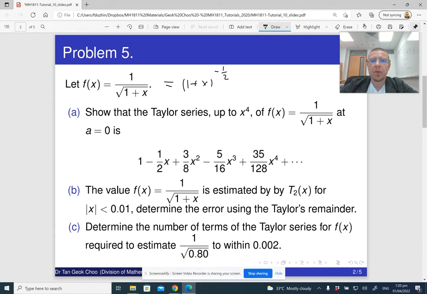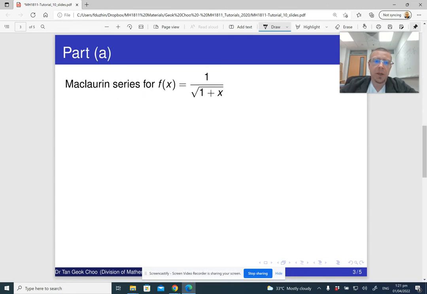The first problem is to derive the Taylor series, or rather the Maclaurin series. The second problem is to estimate the error when we represent our function by the Taylor polynomial of degree 2, within a certain range. And then in part C, we're supposed to figure out how many terms we need to apply this power series to estimate 1 over square root of 0.8. All right, so let me do part A first.